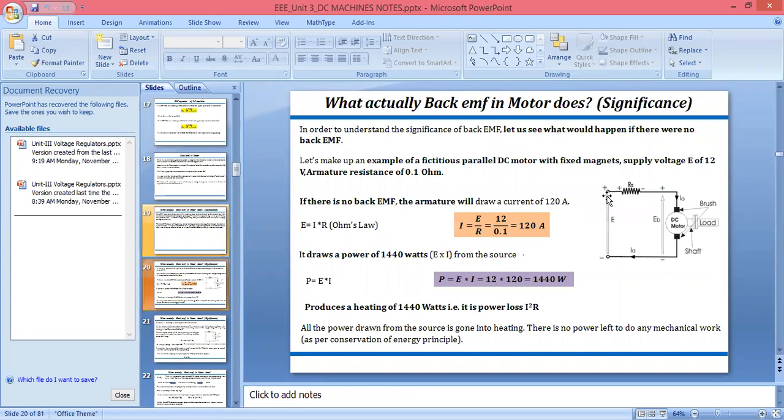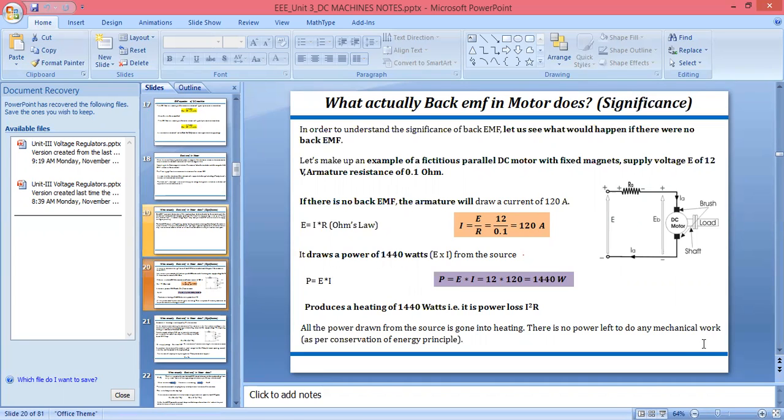If you see this circuit, and you calculate the value of current and the value of power, you can calculate the current according to Ohm's law. You will get these equations. If you calculate power, power equals V into I, where V is the battery, so E into I. If you calculate here, what will happen? All that power will go for heating. So no amount of power will be left to do mechanical work.